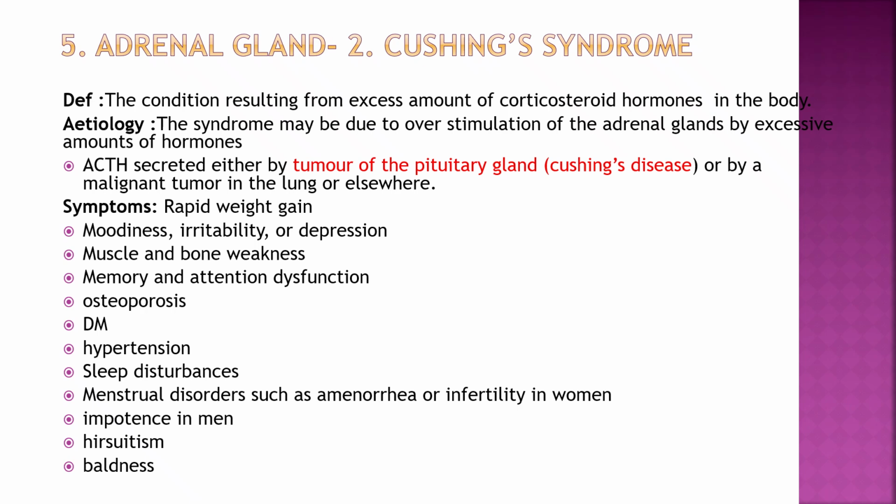The symptoms of Cushing's syndrome: rapid weight gain, moodiness, irritability, depression, muscle and bone weakness, memory and attention dysfunction, osteoporosis, diabetes mellitus, hypertension, sleep disturbances, menstrual disorders in females like amenorrhea or infertility. In men, it may be impotence, hirsutism, baldness. Hirsutism means abnormal or excessive hair growth pattern at abnormal sites, and baldness means no growth of hair.